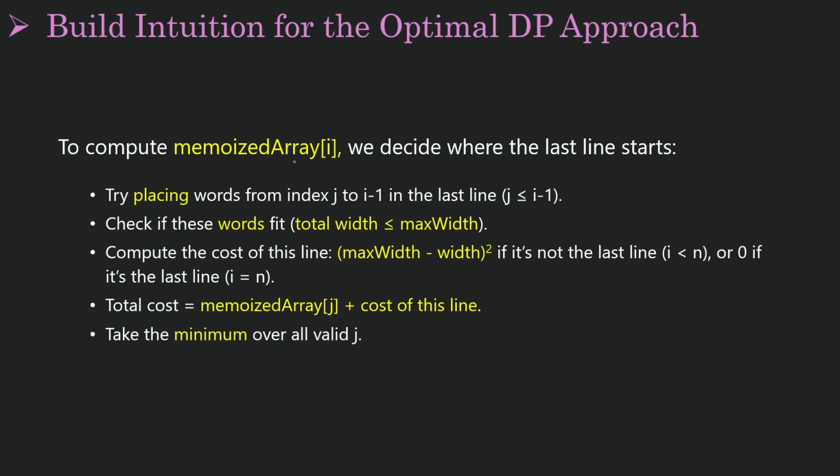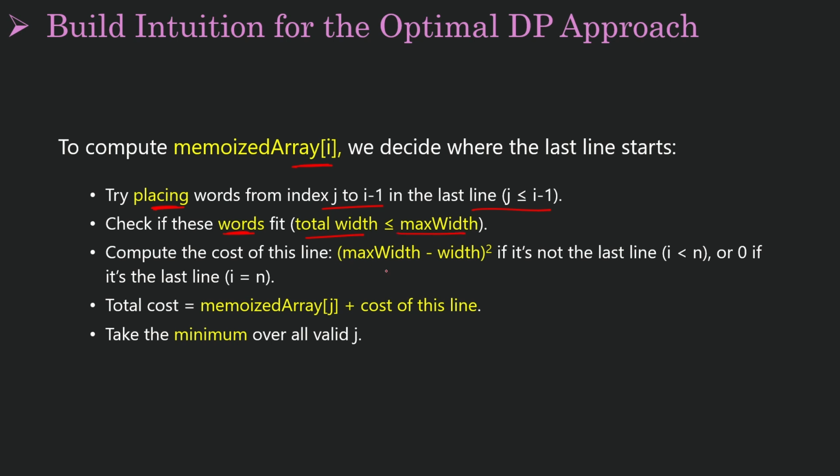To compute memoized array[i], we decide where the last line starts. Try placing words from index j to i minus 1 in the last line, j less than or equal to i minus 1. Check if these words fit, total width less than or equal to max width.